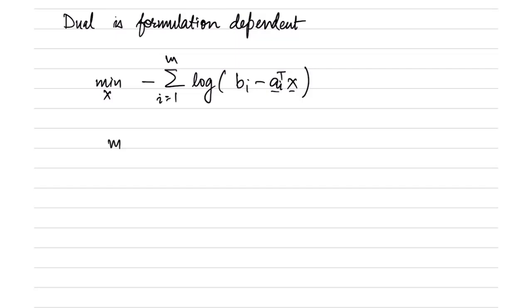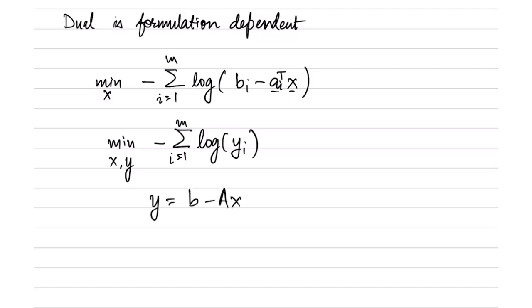So for instance, we could write the equivalent problem as minimize over x, y of minus the summation of i equal to 1 to m of log of yi, where y is equal to b minus Ax. So I have collected all the b1 to bm into the vector b, and likewise the rows of A are a1 transpose to am transpose, and likewise x. So this is the equivalent problem. These two are equivalent, and now we can actually formulate the dual. So let us do that.